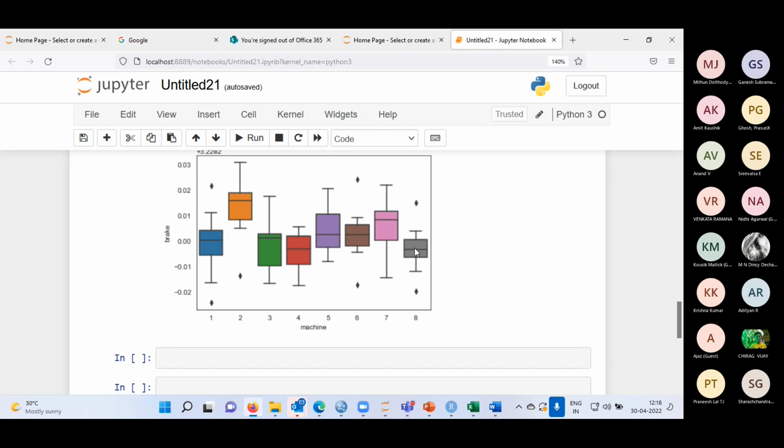7, 8, right? 3 are curious. I'm using the word curious because when you look at 7, 7 is slightly on the higher side, 8 is slightly on the lower side. But the second one, you can be very, very certain that there is something happening there.